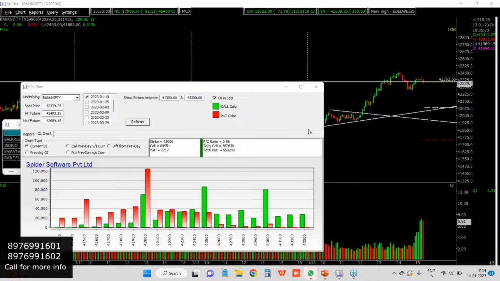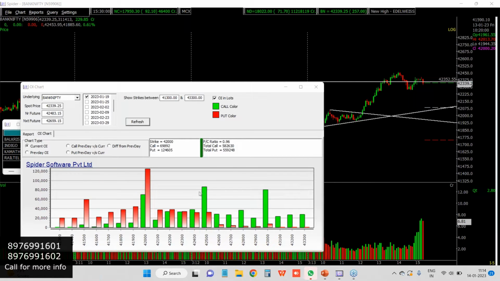Now why do I say that it will act as a resistance level? There is a reason behind it. The market is dominated by sellers. The market that we are trading in is a seller, writers dominated market. So whatever OI that we see, we have to check from the perspective of a seller.